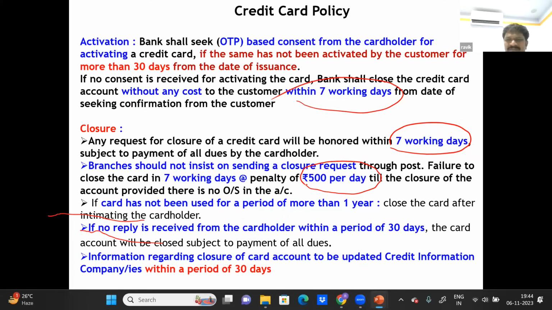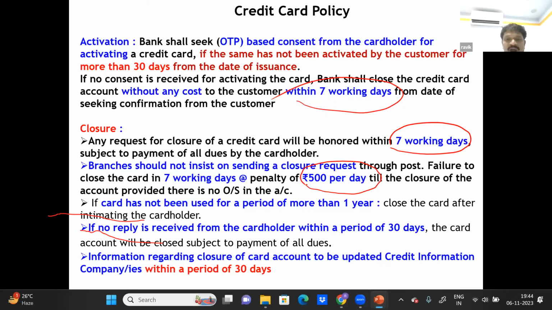If there is outstanding, the party cannot demand closure. If there is no outstanding and every due is cleared, and he has given a notice to close the credit card, you have to close it in 7 days. If you are not closing in 7 days, and there is no outstanding from the borrower, the bank will be penalized 500 rupees per day.